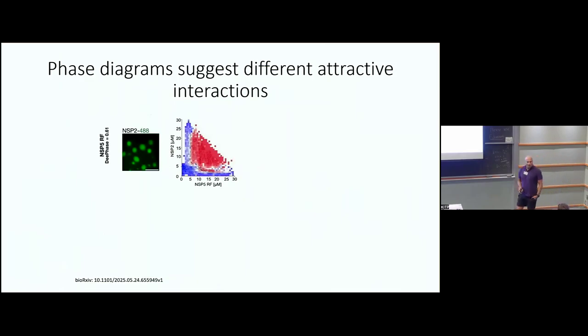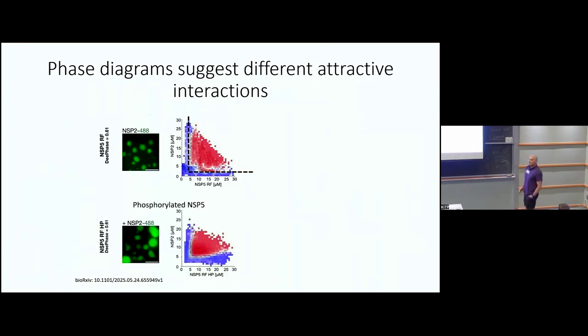And the feature that I want to draw your attention to is just how straight these phase boundaries are. Okay, if I put those dotted lines in, you can see that these things are very straight. There's very little in the way of reentrant behavior going on here. However, they take the phosphorylated version of the same protein, and now you see these very distinctive curved phase boundaries indicating that there is reentrant behavior going on.